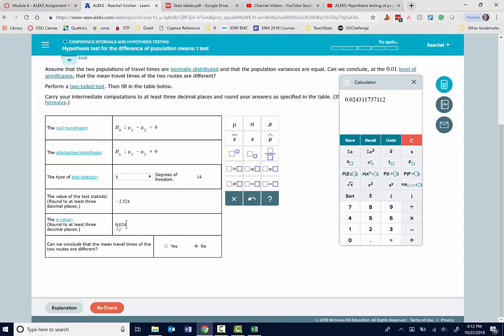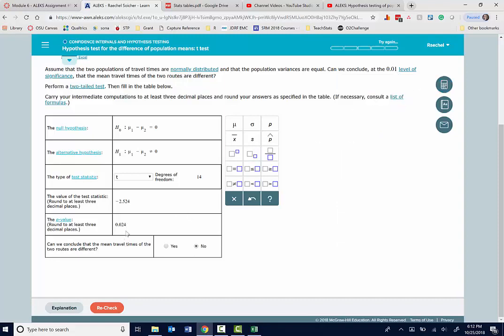And it asks if we can conclude that these are different at the 0.01 level. And since our p-value is greater than 0.01, we say no.